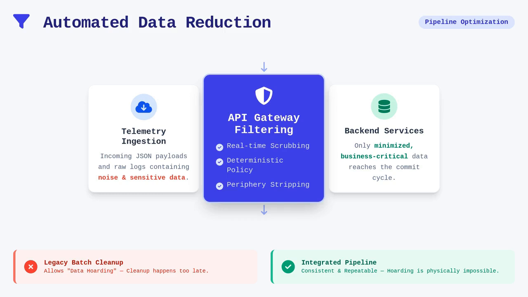You might consider configuring your ingestion middleware to inspect incoming JSON payloads and strip out fields that do not conform to your predefined minimization policy. This deterministic approach provides a clean separation between the data required for business logic and the noise that often accumulates in log structures and database tables over time.